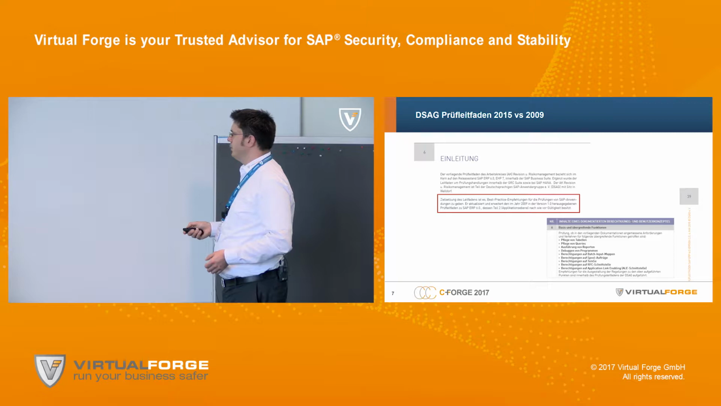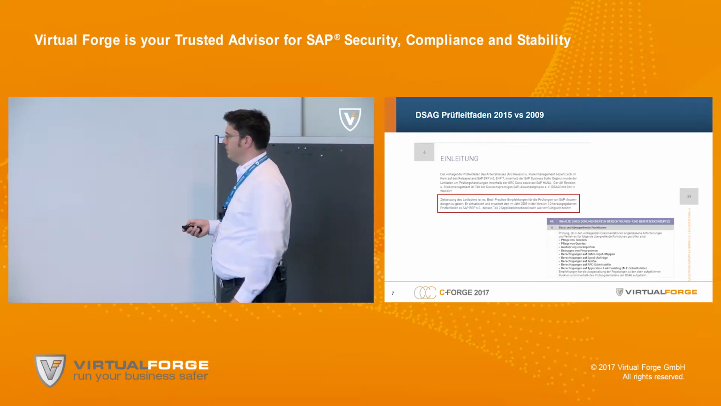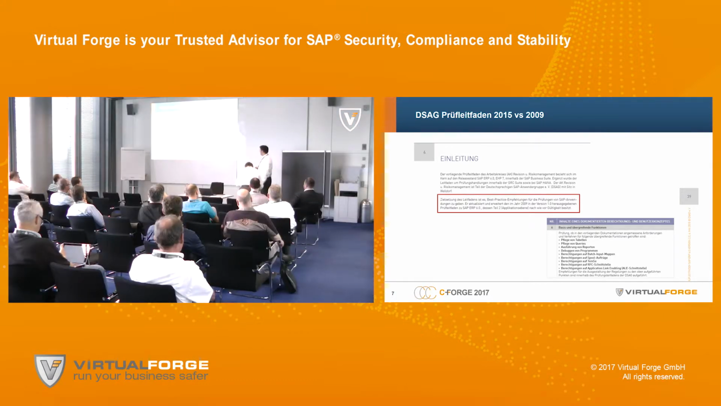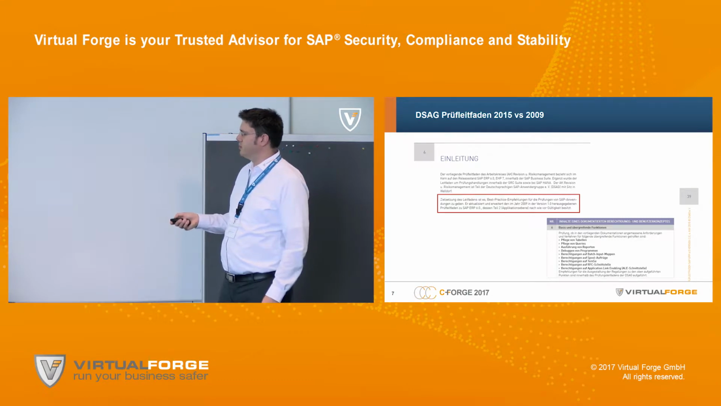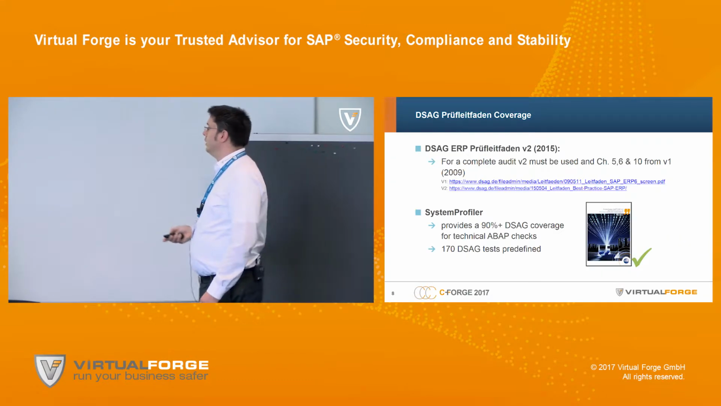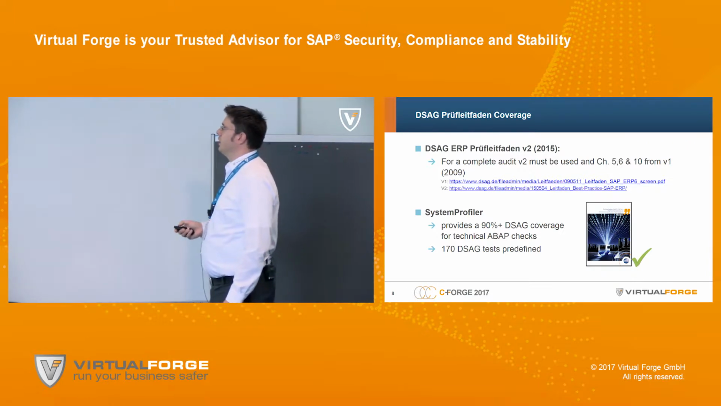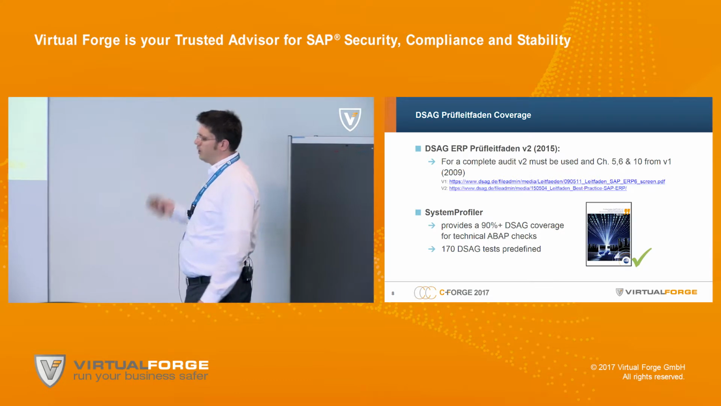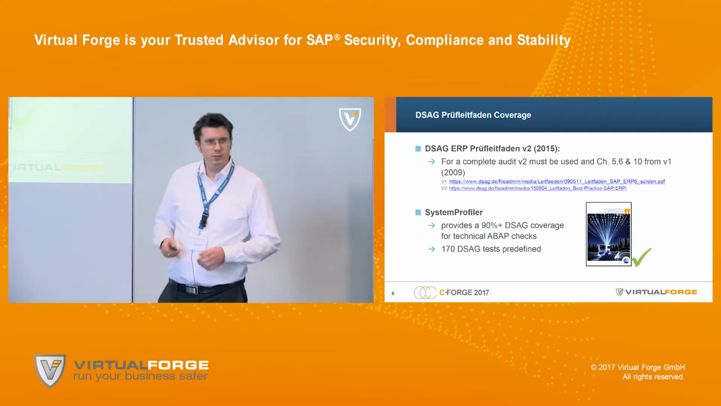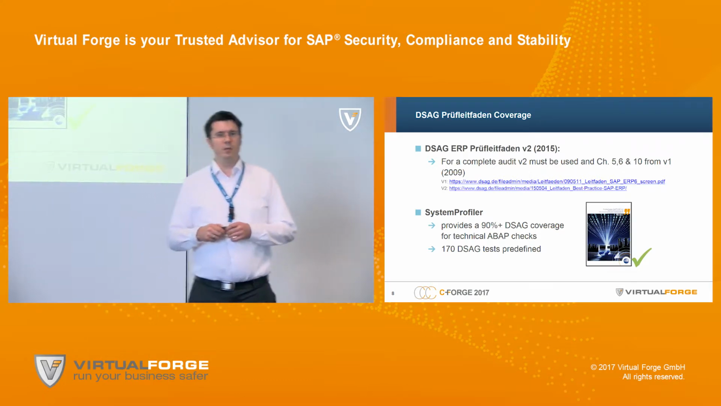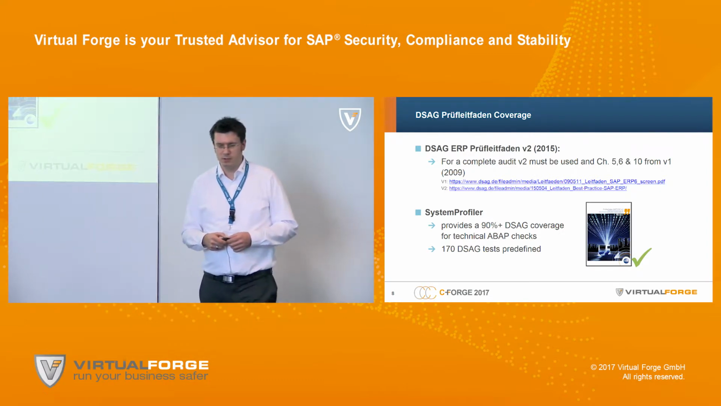And it says it's recommended to use the DSAG Prüfleitfaden to make these checks. So there it is. There's your link to the version 2009. You don't see it, but it's there. So this is the one central sentence here. And what you end up having is three chapters you need to also take into account, which are like 25 pages of tests. So these are many, many tests you should also take into account.